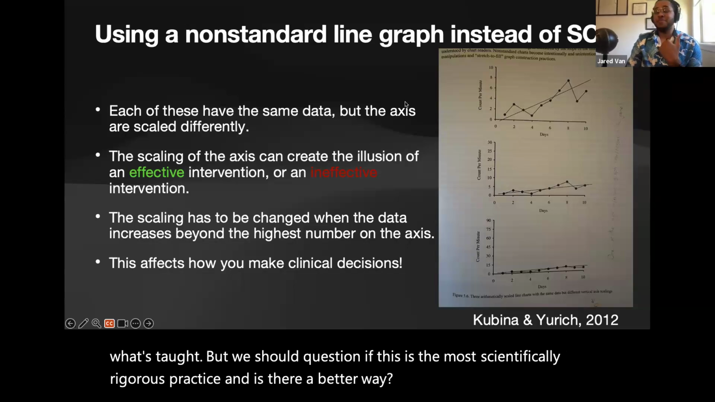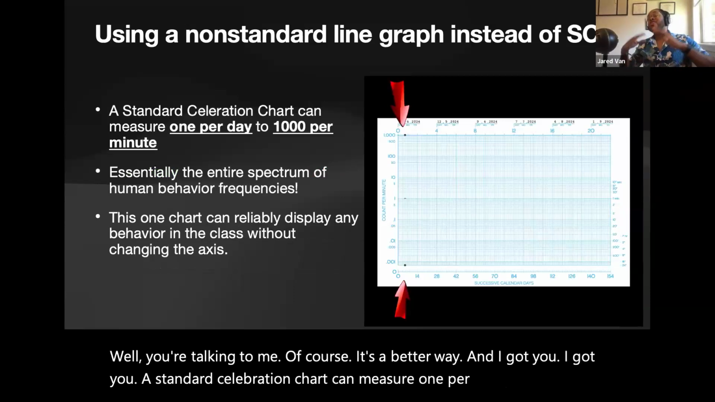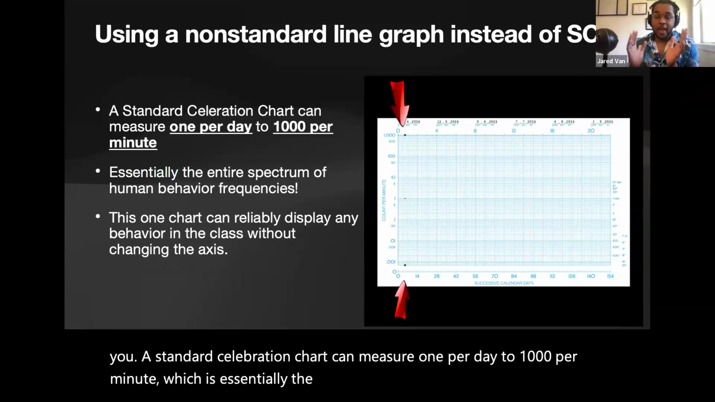Well, you're talking to me. Of course there's a better way, and I got you. A standard acceleration chart can measure 1 per day to 1,000 per minute, which is essentially the entire spectrum of human behavior frequencies.